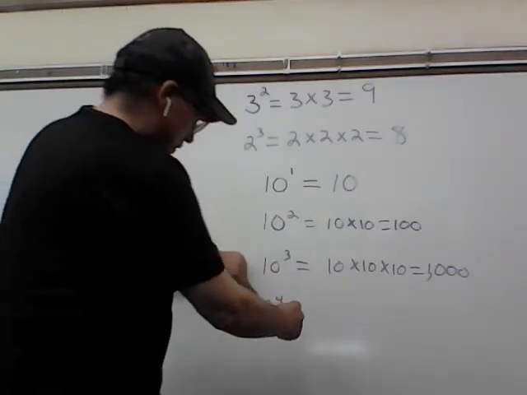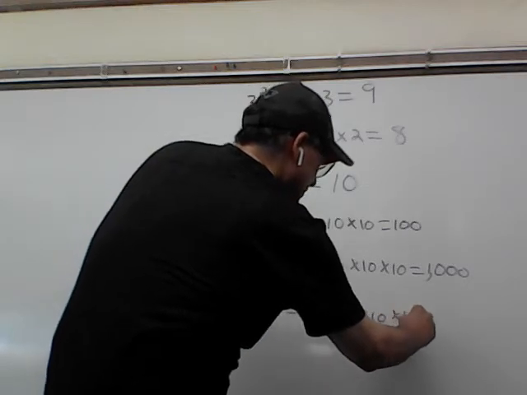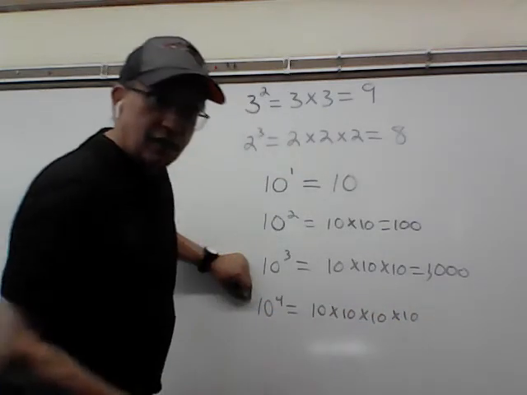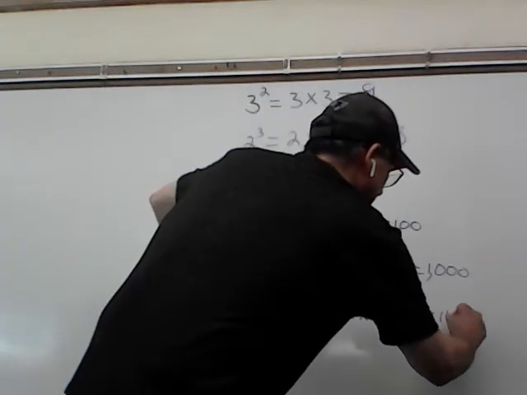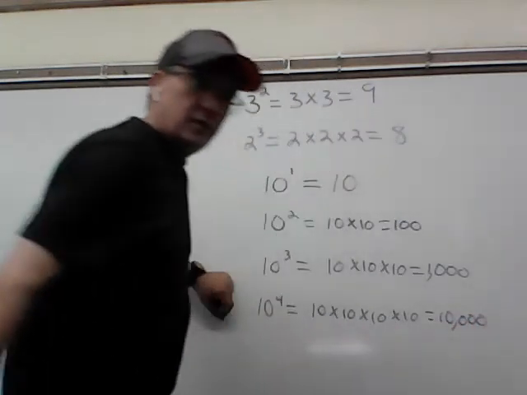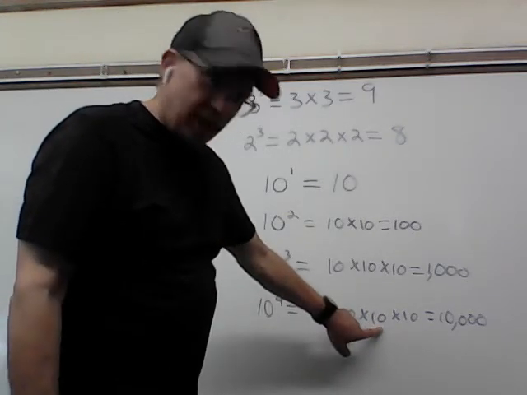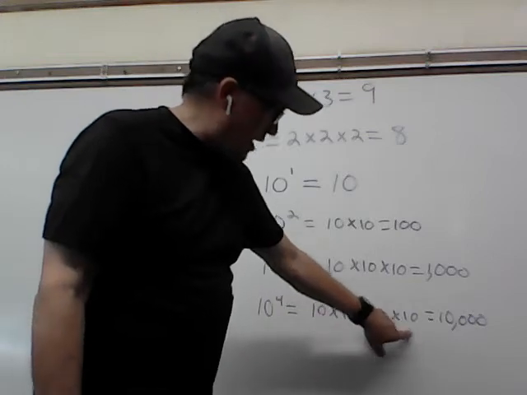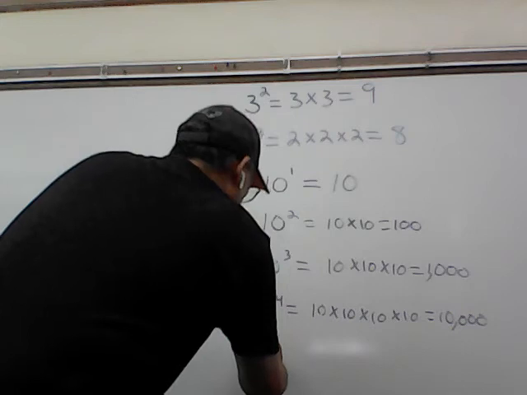That's the pattern. 10 to the 4th means 10 times 10 times 10 times 10. 4 tens multiplied together. Of course, it's not 40. It is 10,000. 10 times 10 is 100. 100 times 10 is 1,000. 1,000 times 10 is 10,000. One more, and then I'll ask you for the pattern.